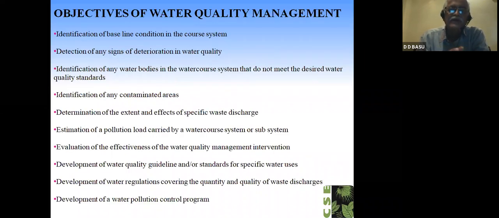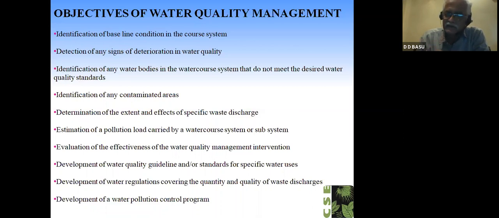So what are the objectives of water quality monitoring? First of all, the baseline condition in the aquatic systems. What is the baseline condition? That is a must while doing your EIA report. And find out the places where deterioration takes place with respect to the aquatic standard given by the Central Board. Identification of any water bodies in the water system that do not meet the desired water quality standard. And that I have told.